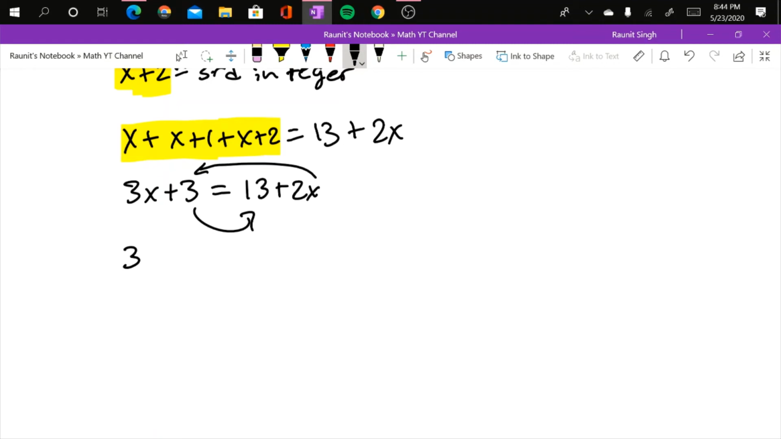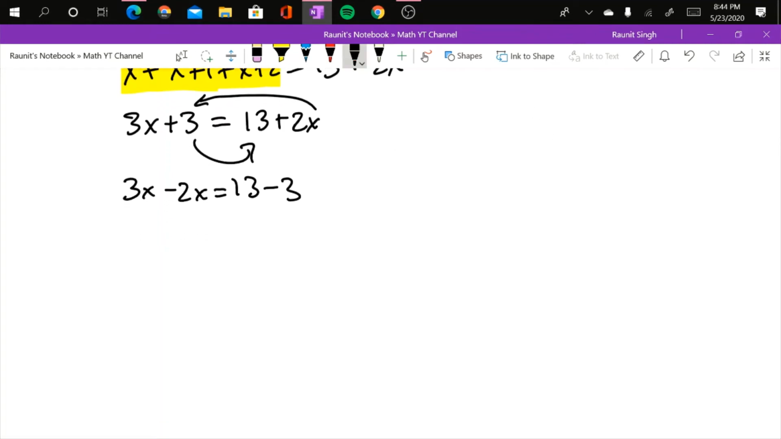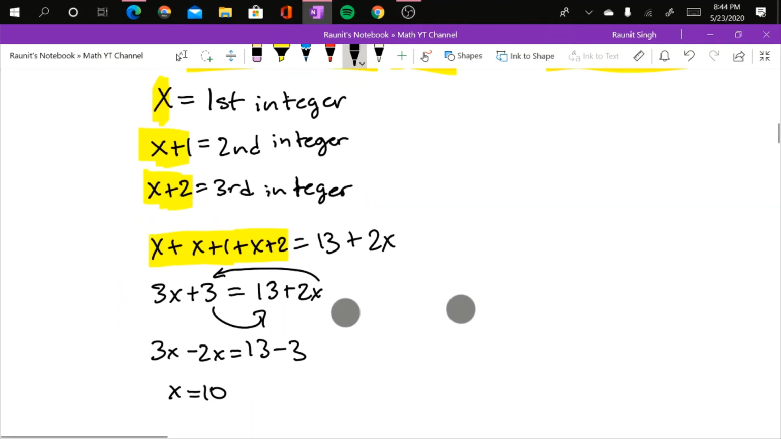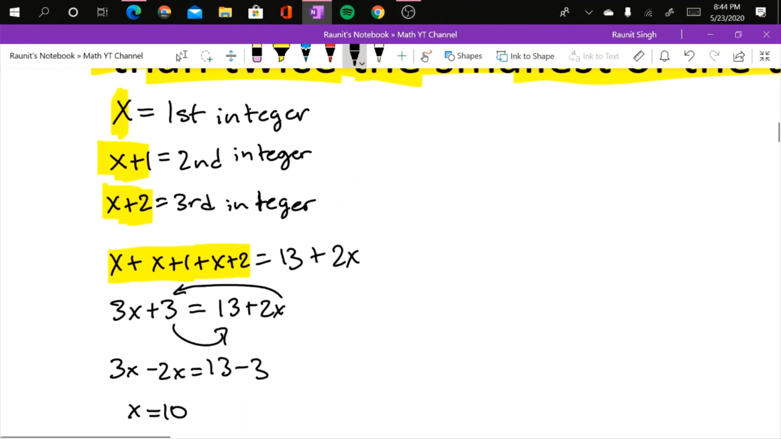So 3x minus 2x is equal to 13 minus 3. And then now we're going to simplify. We're going to get x equals 10. So then our first integer is equal to 10. Our second integer is equal to 11. And our third integer is equal to 12.